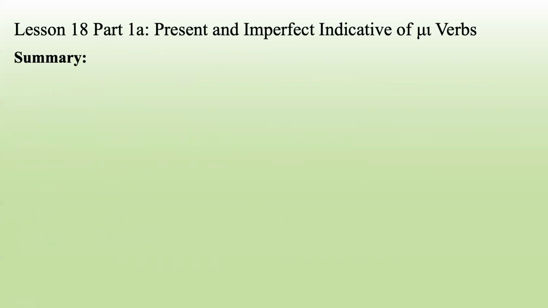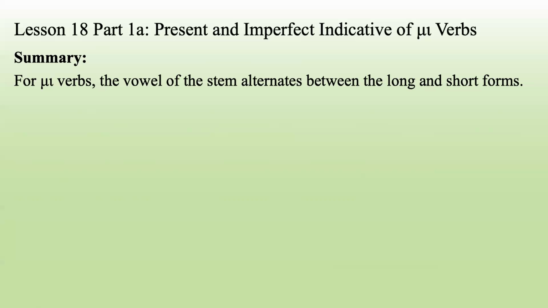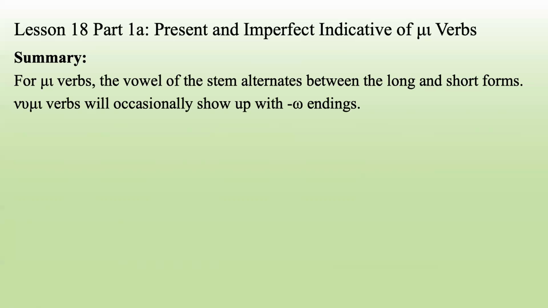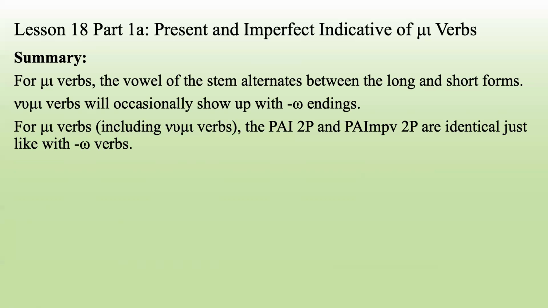Summary: for μι verbs, the vowel of the stem alternates between the long and short forms. νυμι verbs will occasionally show up with ω endings. For μι verbs, including νυμι verbs, the present active indicative second plural and the present active imperative second plural are identical, just like with ω verbs. And then learn the endings μι, ς, σι, μεν, τε, ασι.